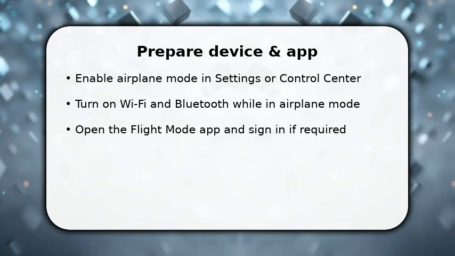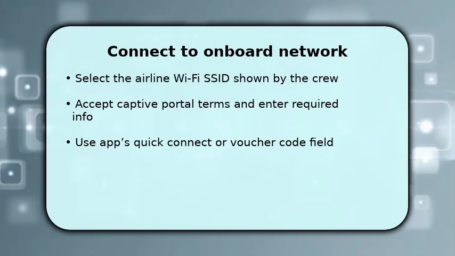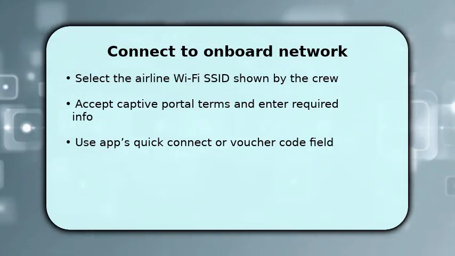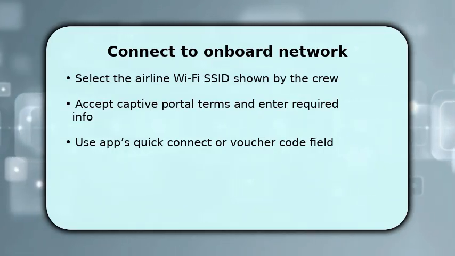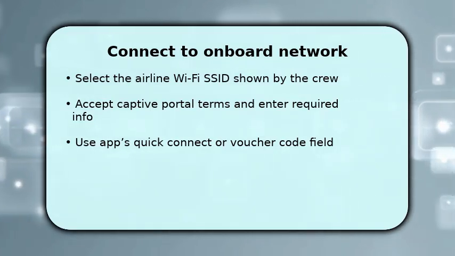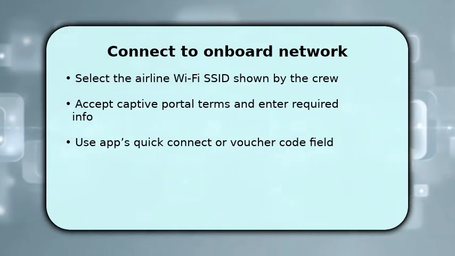With Wi-Fi active, choose the airline network from the list. It often shows the carrier name or flight ID. Once connected, you land on a captive portal, accept terms and log in or enter a voucher code. Use the app's Quick Connect button if available. It automates token exchange and payment steps.